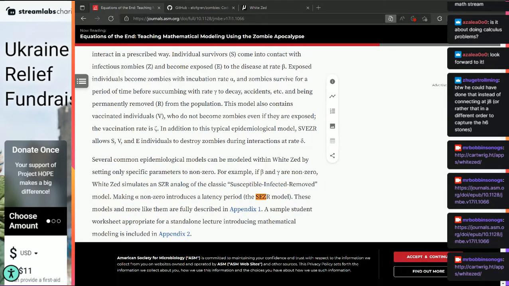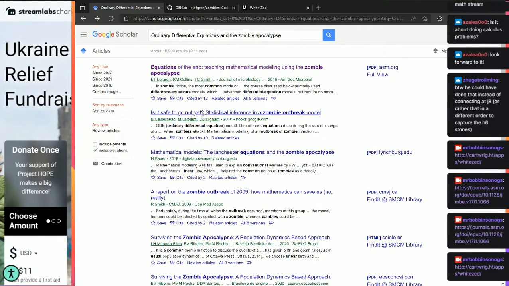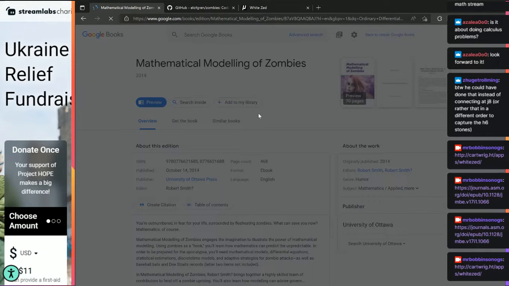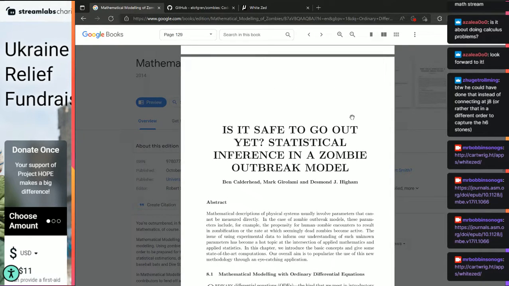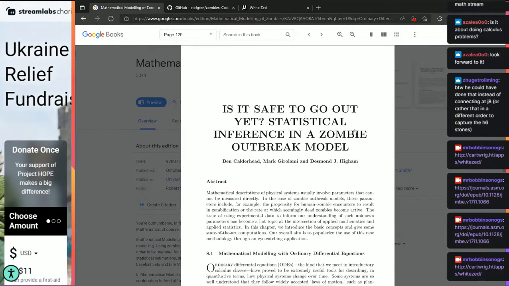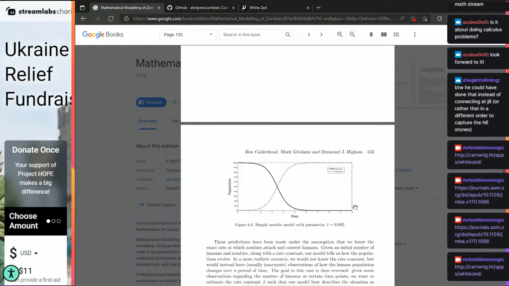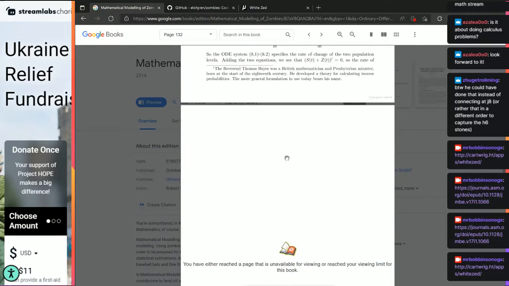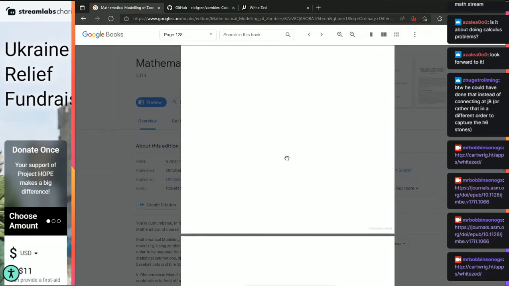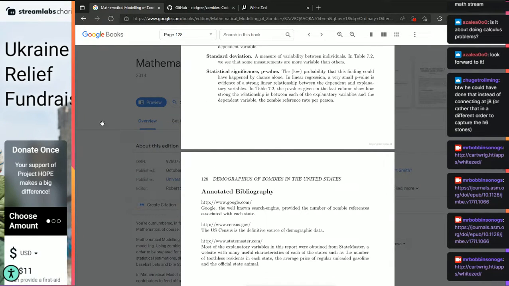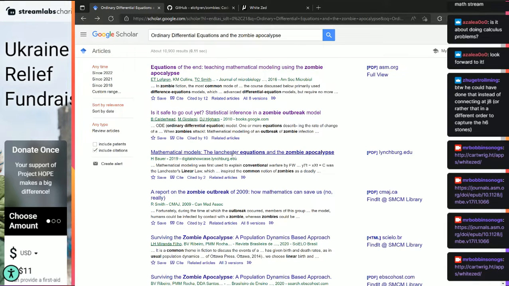All right, so what does paper 2 have in store for us? Let's find paper 2. This is annoying. I cannot read this whole book, so that's not a source I can use.